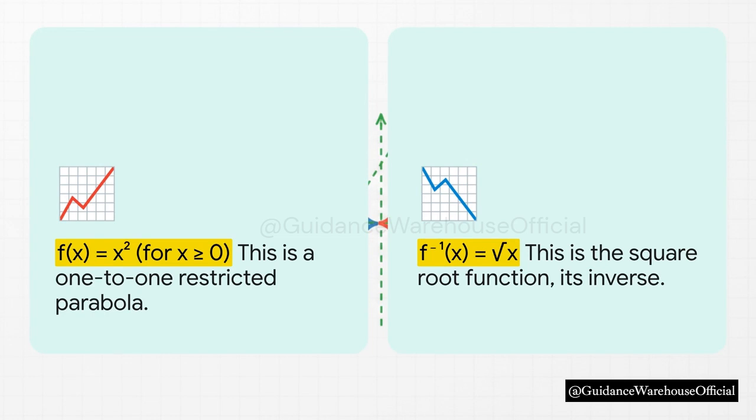Let's take a classic example. Look at the graph of f of x equals x squared, just the right half of the parabola. Its inverse is the square root of x. And you can see it right there, can't you? They are perfect mirror images flipped right over that dotted line y equals x. It's such a neat visual trick that works every single time.